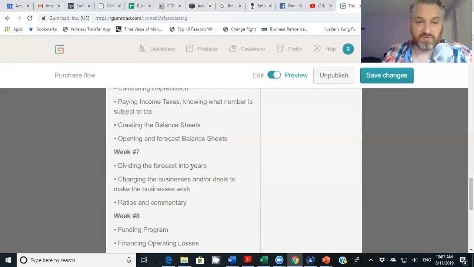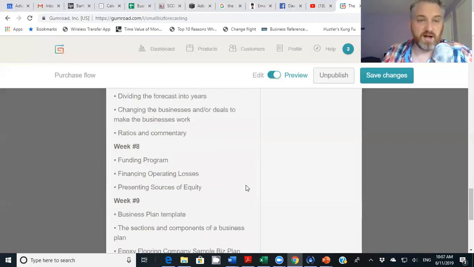Then we start dividing the forecast into years. Then we have to go back and we change some of the business models, because this is one of the key things about financial forecasting and business planning: will this business work?